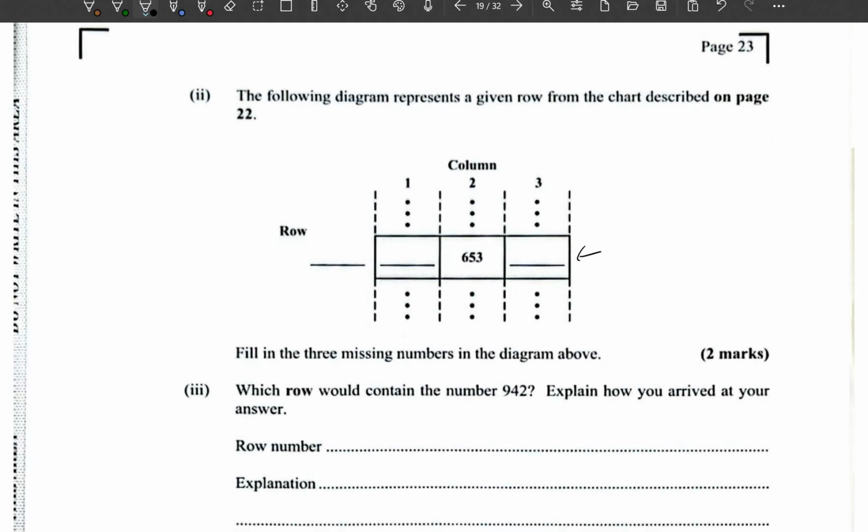So we know that this row here is going to be 7n plus 2. Let's see now what is the n that makes this true. So 653 is equal to 7n plus 2. Therefore 651 would be 7n, and n would be 651 divided by 7. And that is going to be 93. So this is going to be row 93.